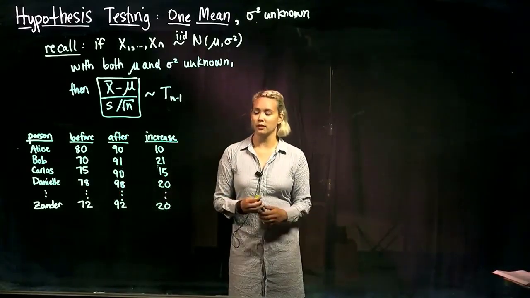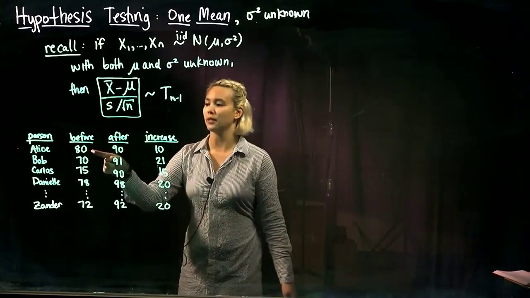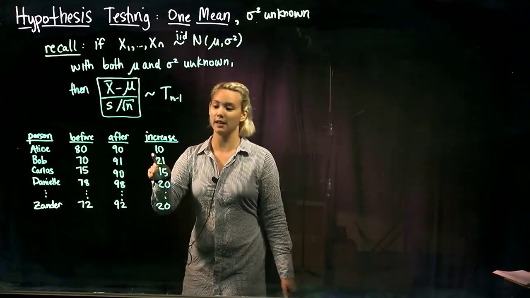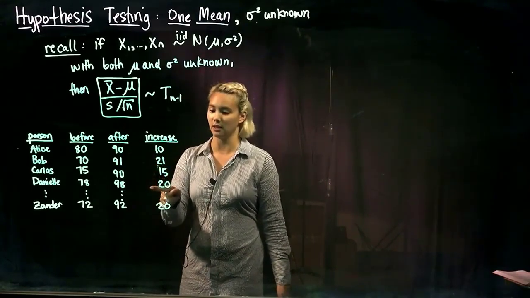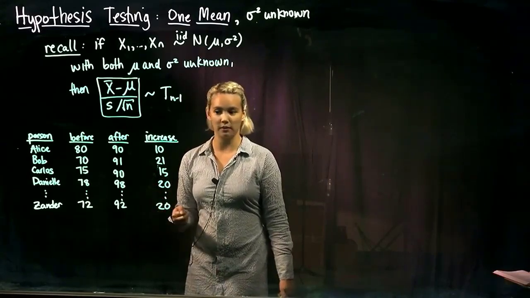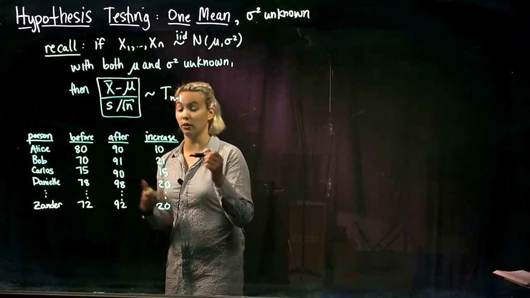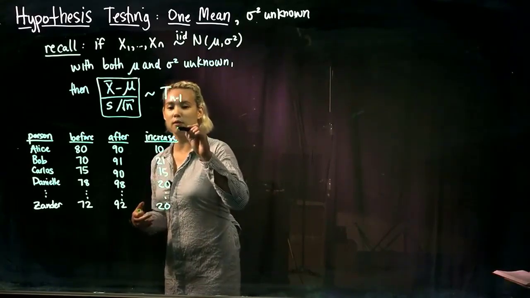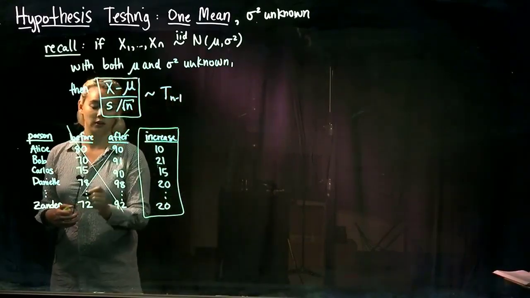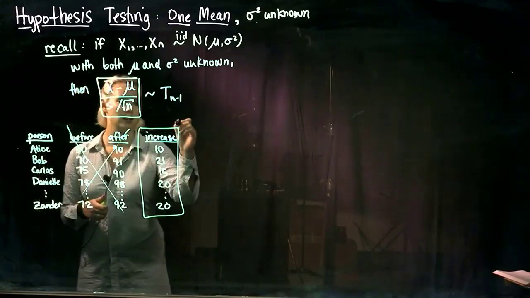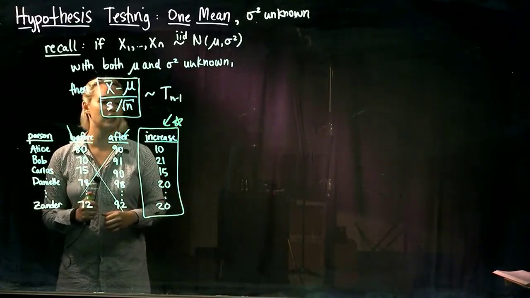So what we could do is calculate each person's increase. Alice before was 80, after is 90, so her increase is 10. Bob's increase was 21. Carlos's increase was 15. Danielle's increase was 20. Xander's increase was 20. So now we have this new variable, which is just the increase or the improvement in their test score. And we can focus just on this one variable, pretty much forget about the other two variables, and do all of our inference on just this one variable, the improvement in the test score.